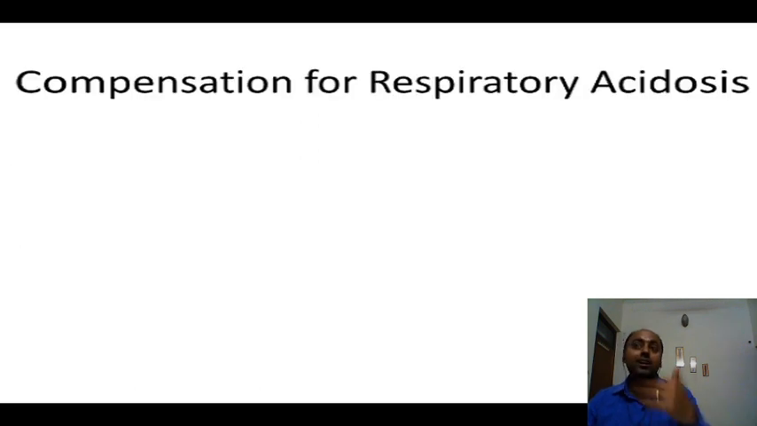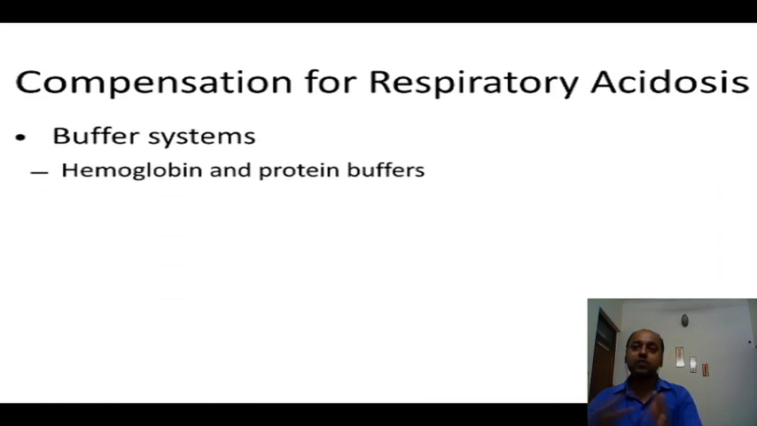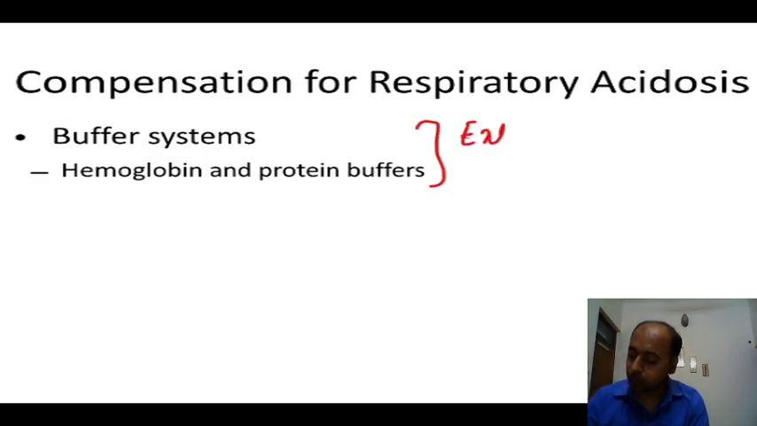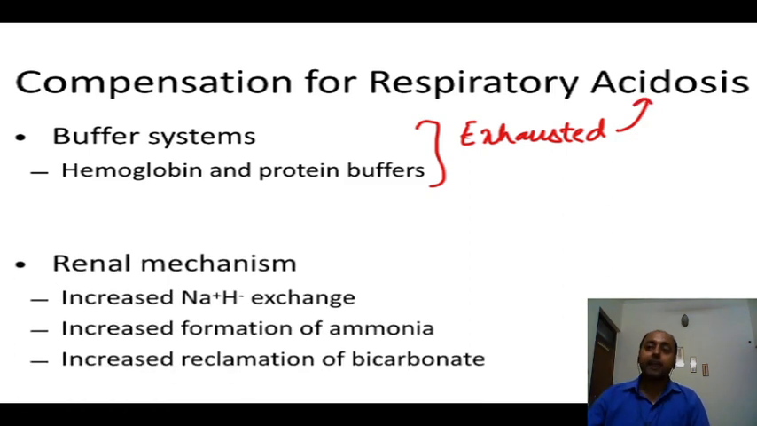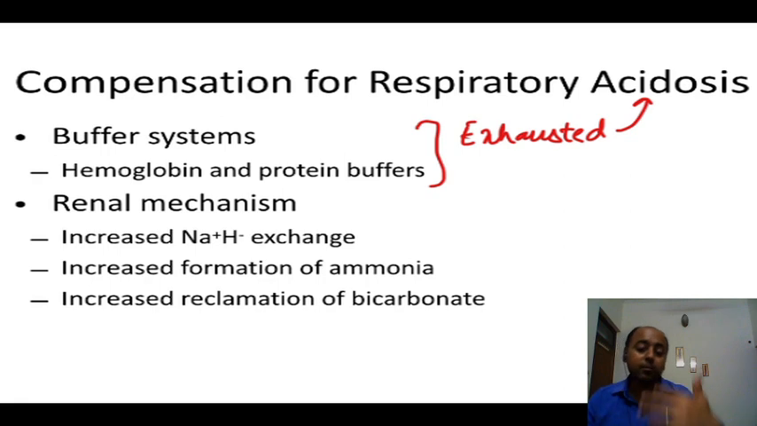Now, how does the compensation occur? The buffer system will try to neutralize, but very quickly it will get exhausted. As long as it is able to act, the change in pH will not occur. Only when exhausted does acidosis occur. At that time, the renal mechanism becomes the primary compensatory mechanism.